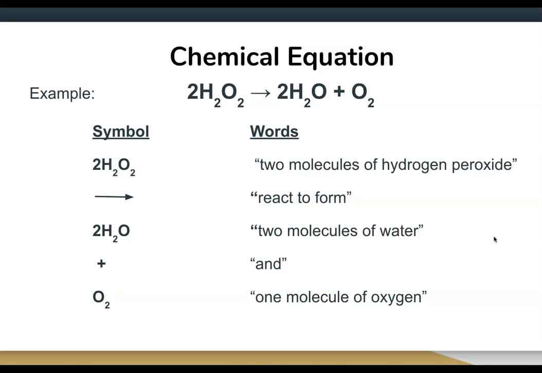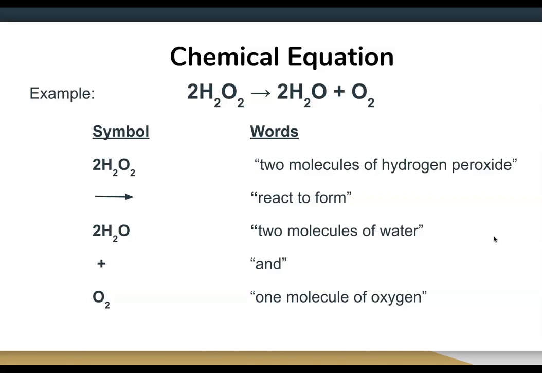We can look at this and understand what it means, but you wouldn't say it out loud this way. That would be really difficult to follow. If I was to say to you, 2H2O2 arrow 2H2O plus sign O2, you'd be looking at me like, what? I couldn't follow that. Can you repeat that? So when we talk about chemical equations, we convert those symbols into words.